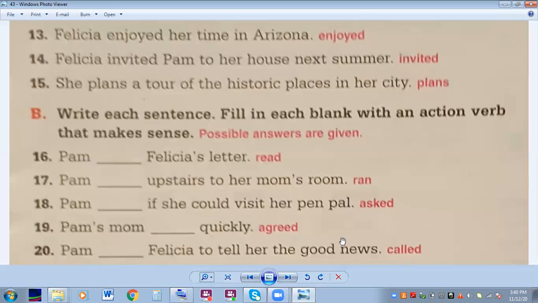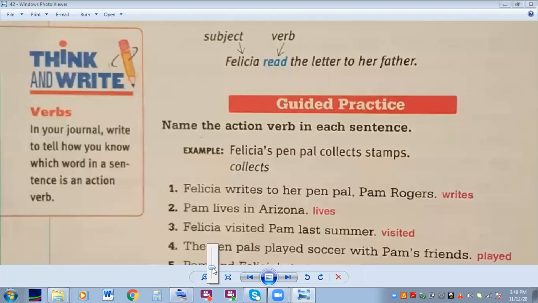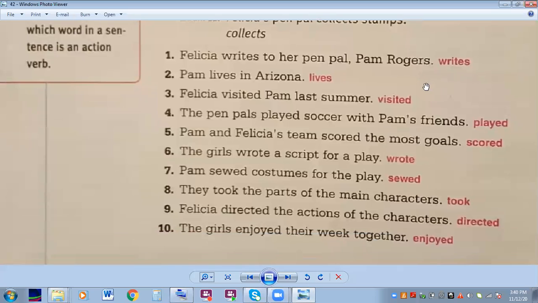All right, so remember, action verbs are words that show action. Words like writes, lives, visited, played, scored, wrote, sewed, took, directed, enjoyed. Words that we use every day like ate, played. Okay. That's the first part of our lesson today.